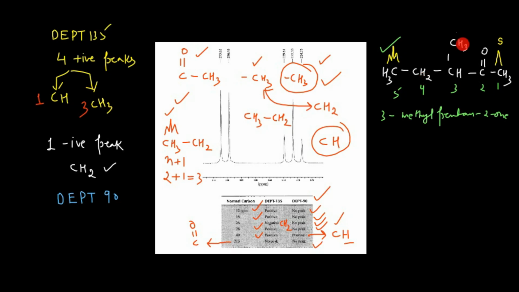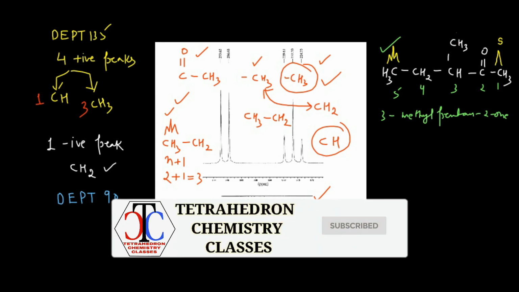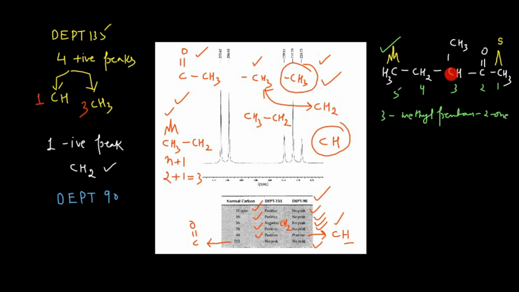And if you want to calculate the splitting pattern of these 3 methyl groups, you need to look at the number of hydrogens present on the neighboring carbon. Your neighboring carbon has 1 hydrogen only. You will apply the n plus 1 rule. So you can write n plus 1. That will give you what? 1 plus 1 equals 2. 2 means doublet. So this will produce a doublet.